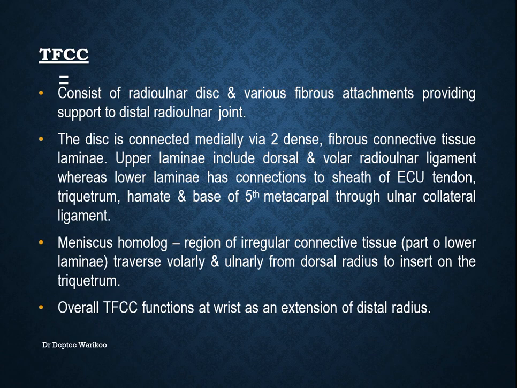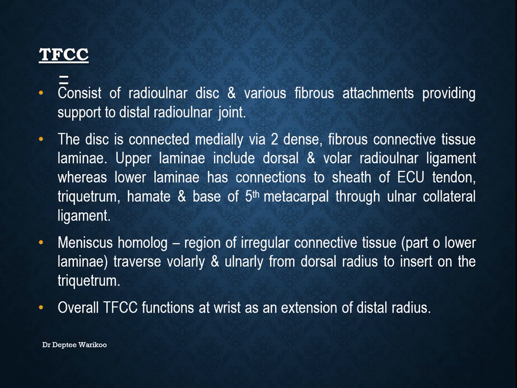The disc is connected medially via two dense fibrous connective tissues, the laminae. The upper lamina includes the dorsal and volar radioulnar ligaments, which attach to the ulnar head and ulnar styloid. The lower lamina has connections to the sheath of the extensor carpi ulnaris tendon and to the triquetrum bone, hamate, and the base of the fifth metacarpal through fibers from the ulnar collateral ligament.